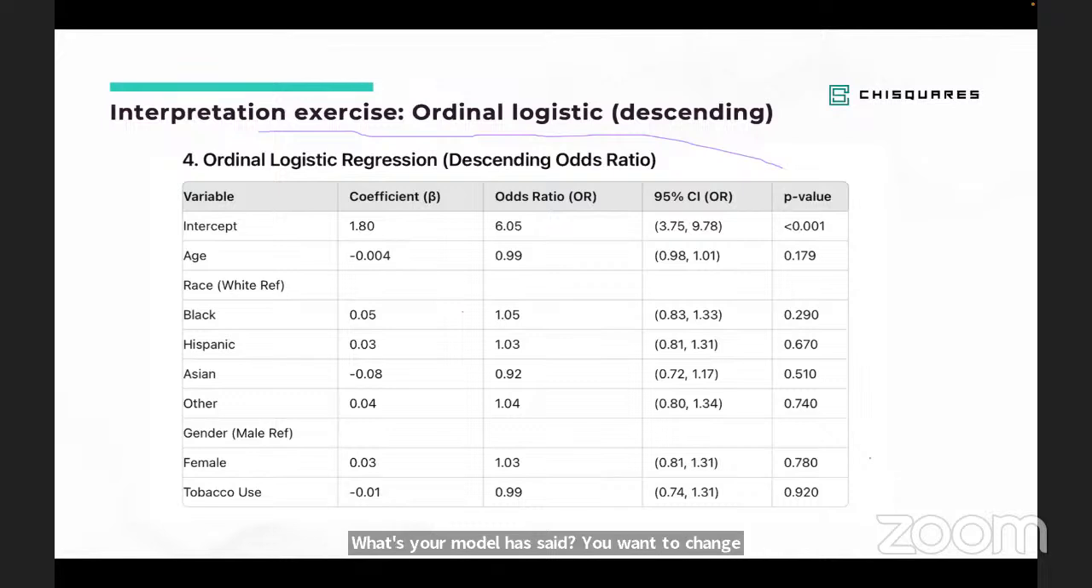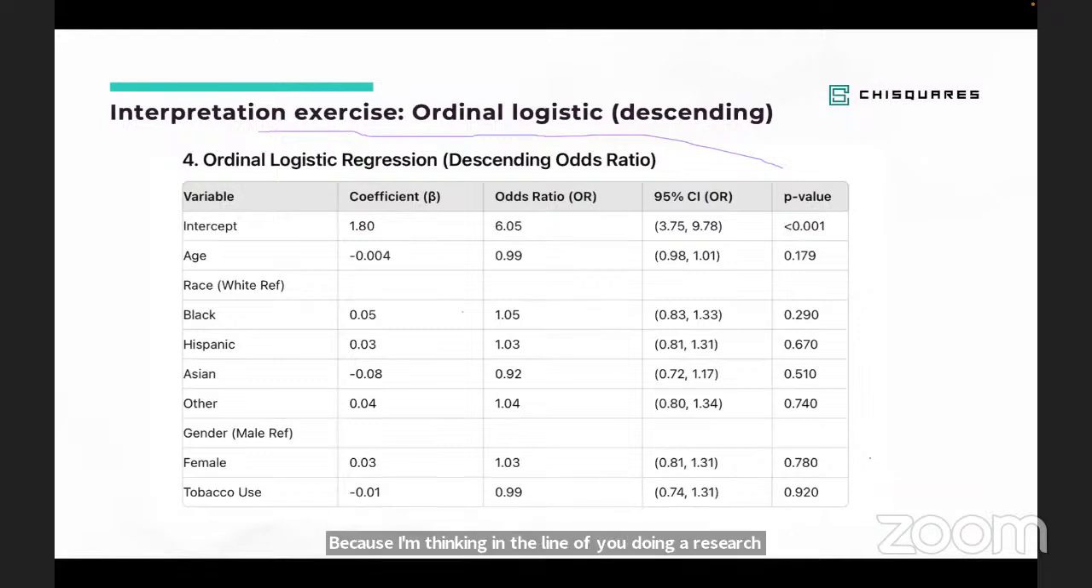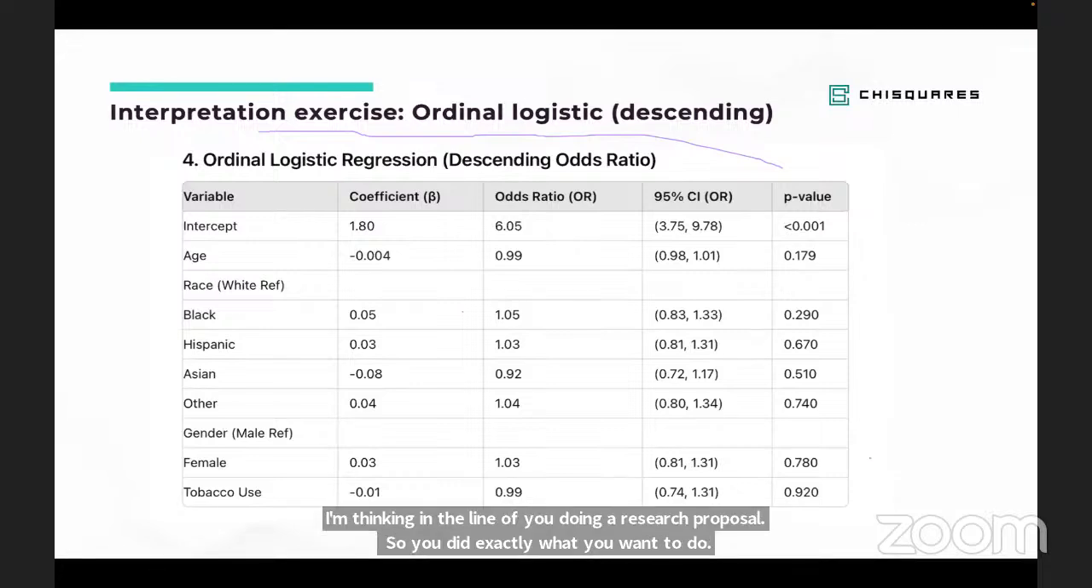It may be very hard to change because it's been put into your proposal. This is what you want to do. So what I'm asking, should you just discard what you've done so far? I'm thinking in the line of you've done a research proposal, so you stated exactly what you want to do. So should you just discard the efforts, or what next?